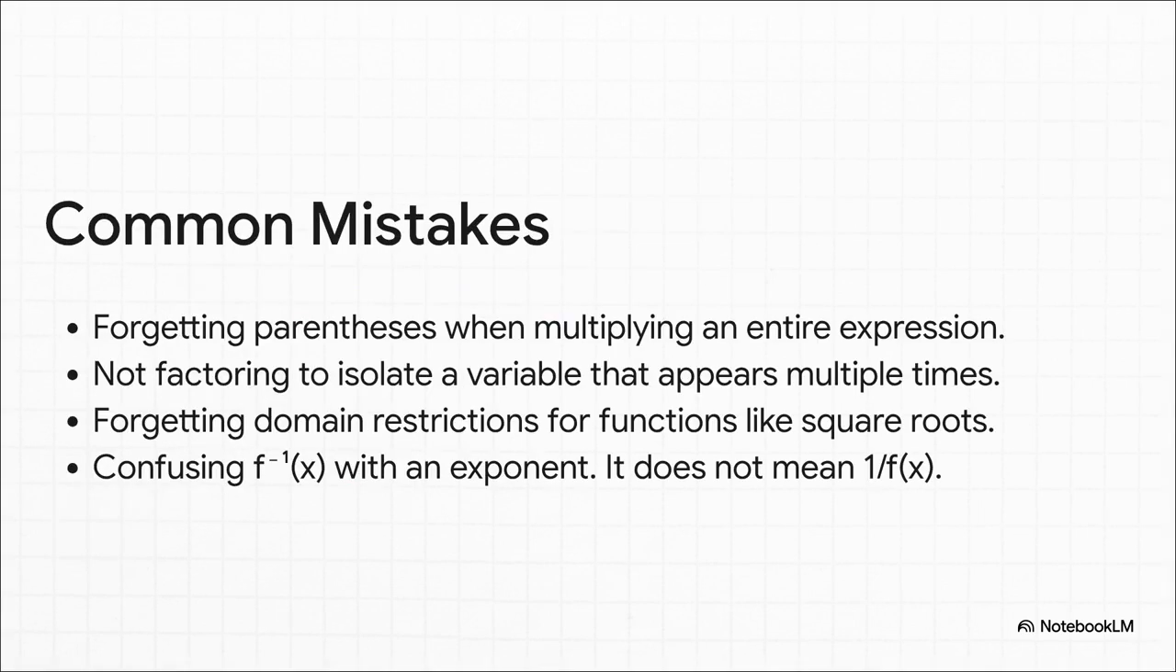All right, let's talk about those common mistakes. First, a classic, forgetting your parentheses. It's a small thing that can cause big problems. Second, if you're solving for y and it's in a few different places, remember you'll probably have to factor it out to get it alone. Third, with functions like square roots, sometimes the inverse needs a domain restriction to make sure it's still a valid function. And finally, please remember, that little -1 does not mean exponent. F inverse of x is not the same thing as 1 divided by f of x.